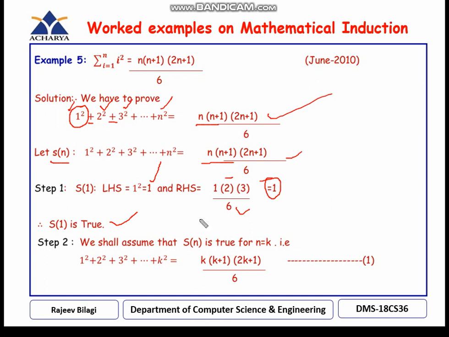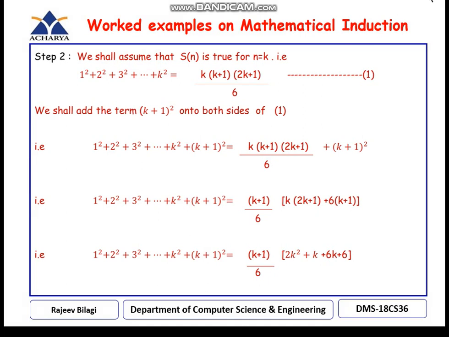Now in the second step, I will assume that S of n is true for n is equal to k. So with this, what I can write is 1 square plus 2 square plus 3 square up to k square is equal to k into bracket k plus 1 into other bracket 2k plus 1 divided by 6. This is equation number 1.